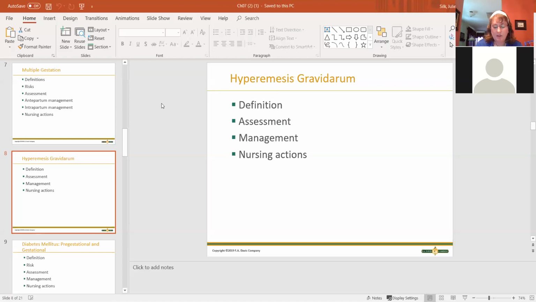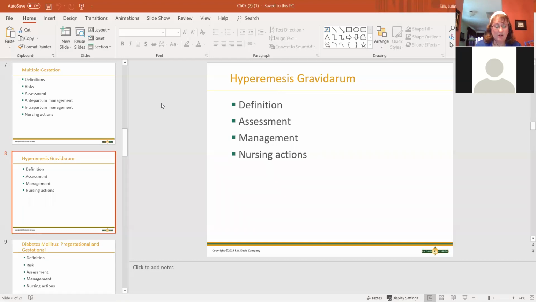All right, hyperemesis gravidarum. Wow, this is a horrible thing, and I'm so glad I did not ever have this. I hope none of you ever get this either. What this is, it's vomiting during pregnancy that is so severe that it leads to dehydration, electrolyte imbalances, acid-base imbalances, starvation, ketosis, and weight loss. So it's like super extreme.